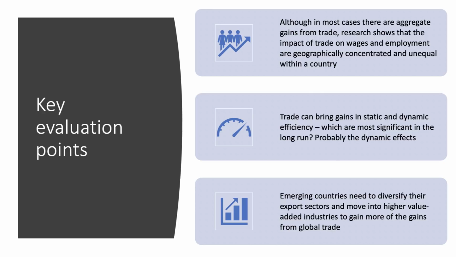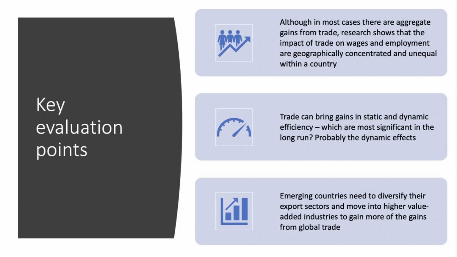Some three evaluation points to finish with. Although in most cases economists would argue that there are significant aggregate gains from trade, the research shows that actually the impact of trade on wages and jobs tends to be geographically concentrated, perhaps in coastal areas with a special economic zone or in urban areas. And often parts of a country may miss out from some of the gains from trade, leading to an increase in intra-national inequality. Second point is that trade can bring gains in both static efficiency, productive and allocative efficiency, and also dynamic efficiency. Now, those are significant.